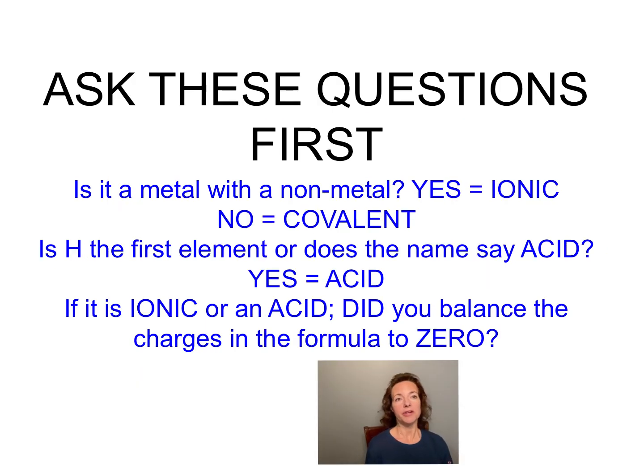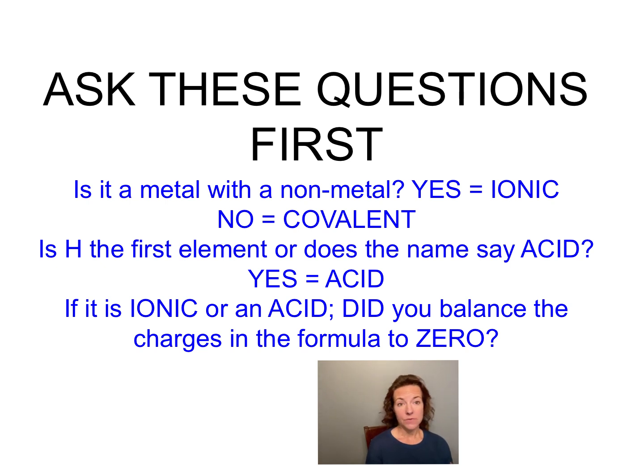So one way to get good at this is to ask these questions first. Do you have a metal and a nonmetal? Yes, it's ionic. No, you have two nonmetals, must be covalent. Is hydrogen your first element? Or does the name say acid? If you've got H and then something else, it's an acid. Or if the name says acid, it's an acid.